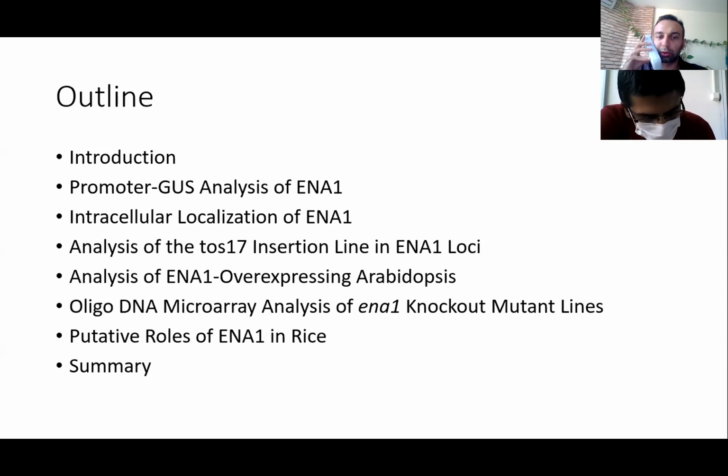And this also includes oligo DNA microarray analysis. So what you can do, like localization of NO1, NO1 phenotypes, you can say, and put putative roles. And then you have the introduction and summary.